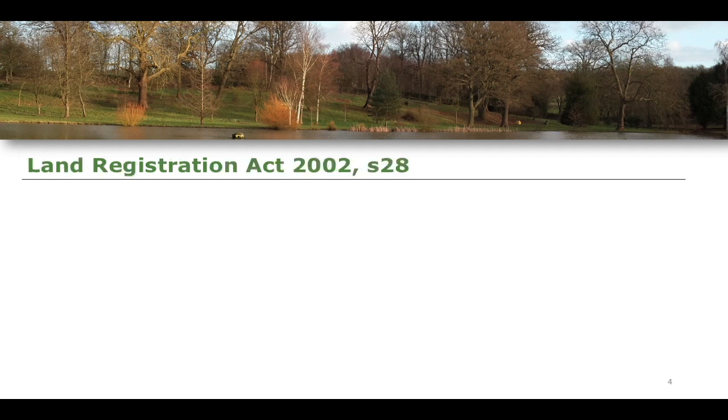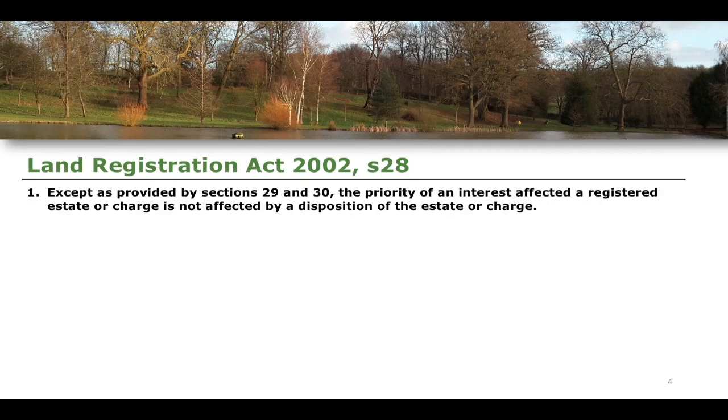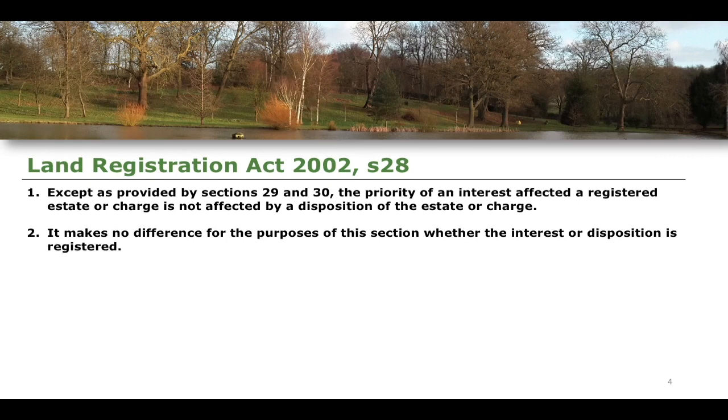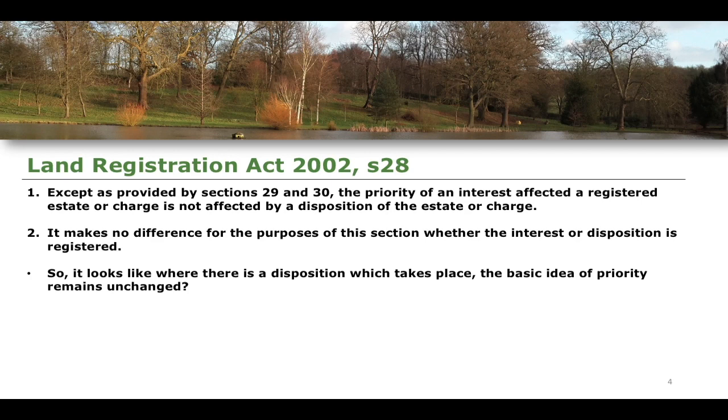But it isn't, okay? And this is really where we get to sections 28 and 29 of the Land Registration Act. Section 28 says the following. It says that, except as provided by sections 29 and 30, the priority of an interest affecting a registered estate or charge is not affected by a disposition of the estate or charge. It makes no difference for the purposes of this section whether the interest or disposition is registered.